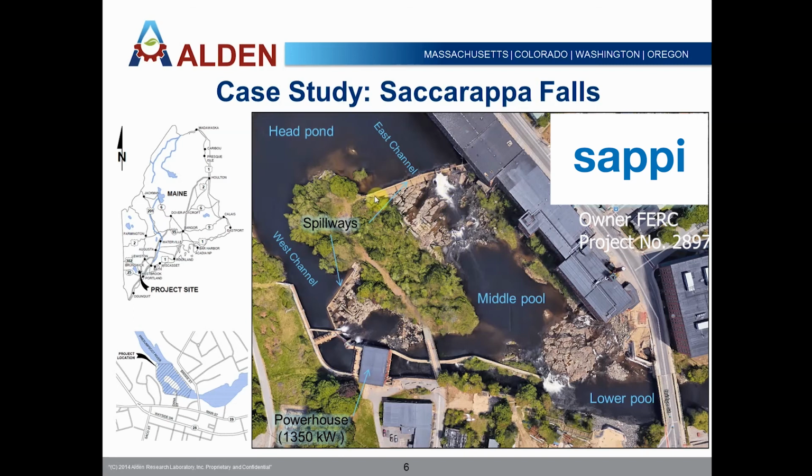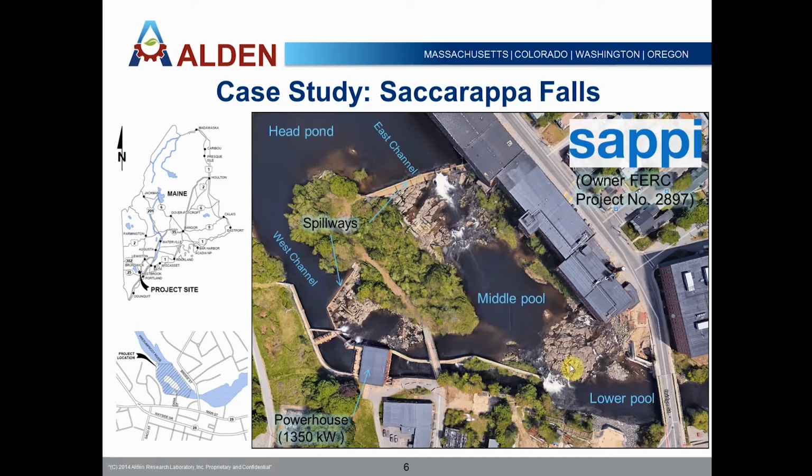And there's a spillway dam over each channel and an old hydropower powerhouse down here. So Sappi is going to surrender their FERC license and remove the dams, remove the infrastructure, and provide fish passage through the site. We have both the upper falls here in these channels and the lower falls down here in Saccarappa.